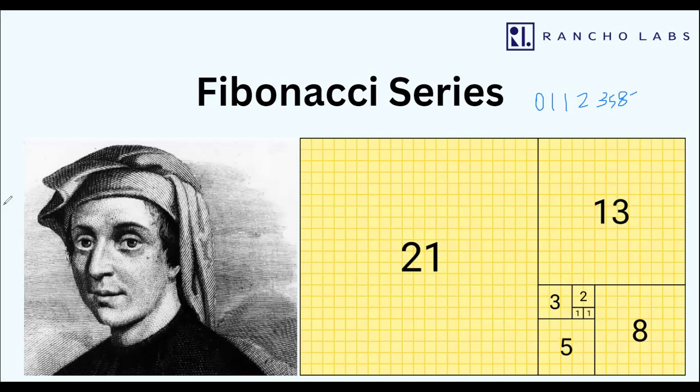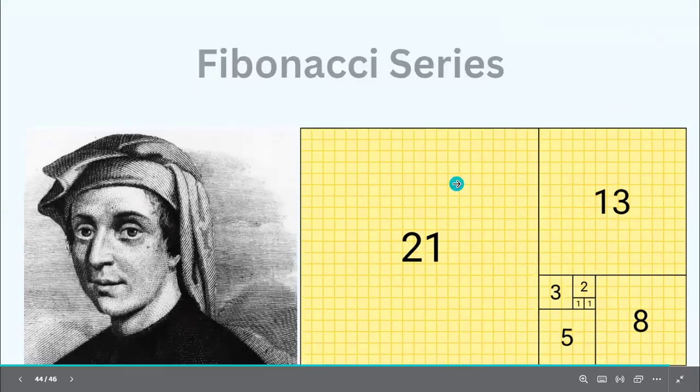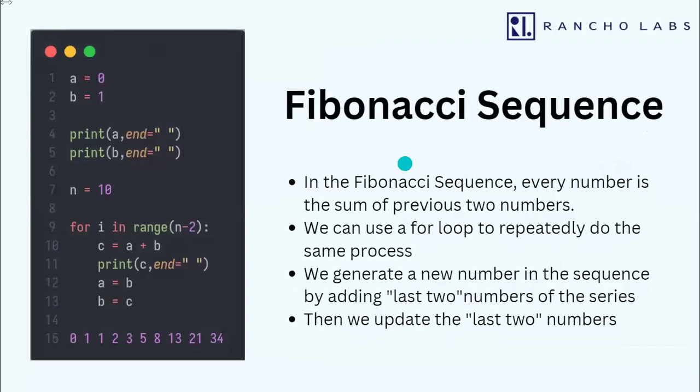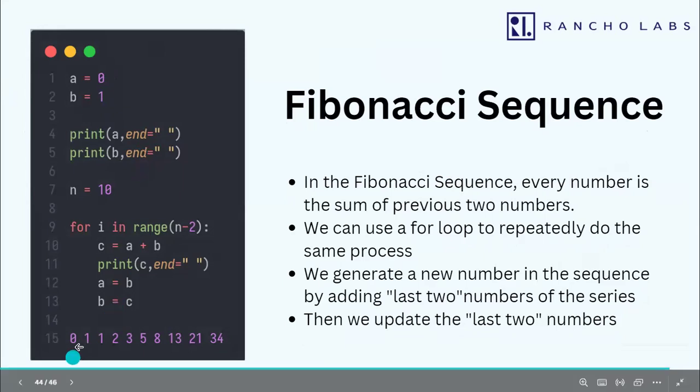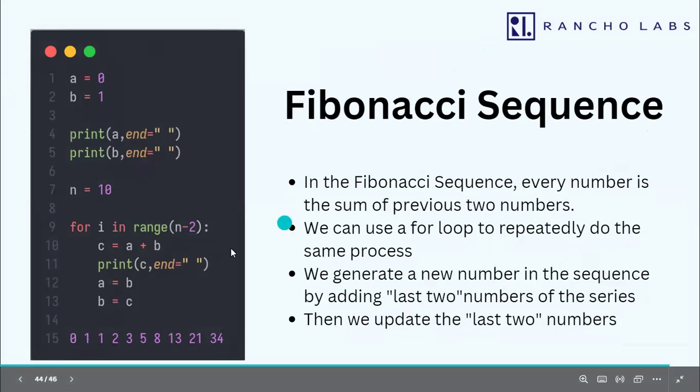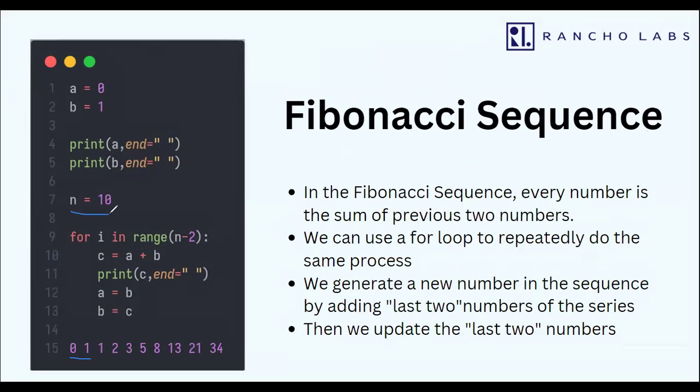Let's try to put this logic into code using for loops. As I have said, the first two numbers are fixed, a equals 0, b equals 1. We are just printing them, 0 and 1 are printed. Now we want a series of 10 numbers. Already we have printed two numbers, so we are running the loop 8 times, n minus 2, as we already printed two digits.